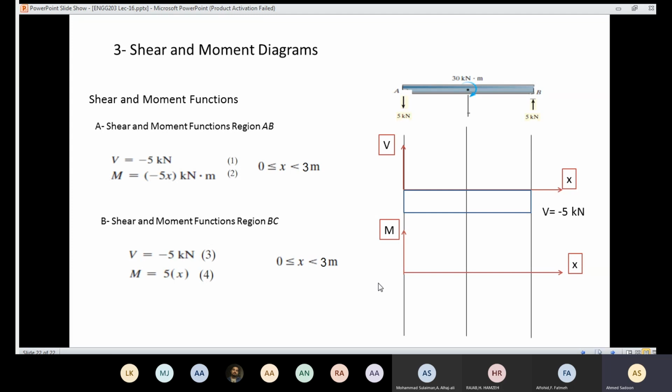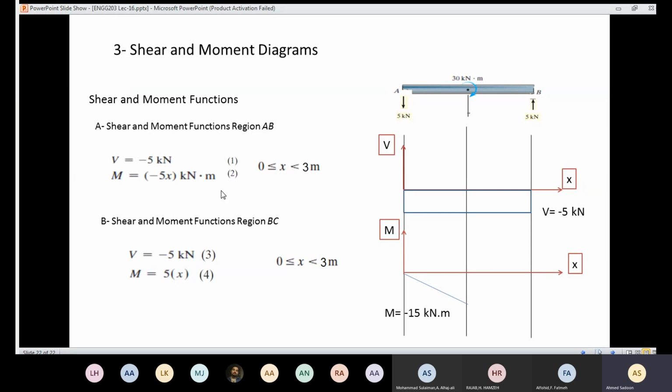Now I need to draw the bending moment diagram. For this region, I'm going to use equation 2 here, and the moment is -5x. I need to know the moment at that location and at that location. At this location, the value of x is 0. So when x is 0, the moment is 0 as well. Also, I need to know the moment when x equals 3. Here we have a linear equation, which means that if I know 2 points, then I'll be able to draw the line. Here I have 0 at x, and the moment came out to be 0. And here at x equals 3, the moment came out to be -15. So here I have -15, and here I have 0. So I'm going to connect them. So I have moment -15 kilonewton meter.